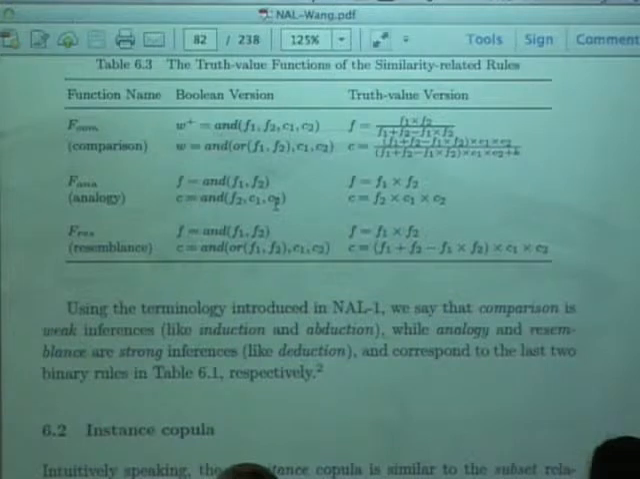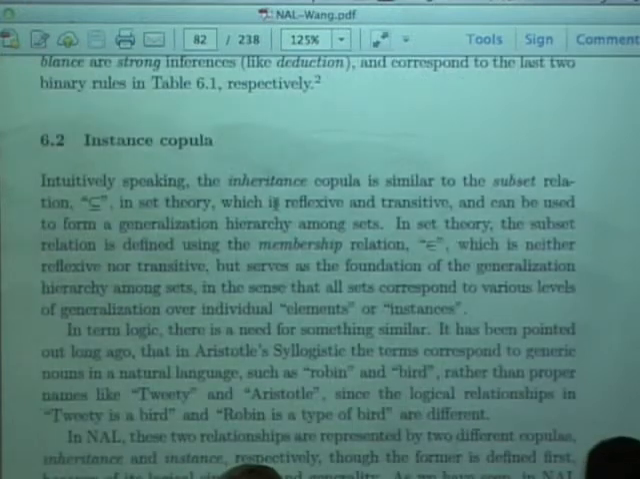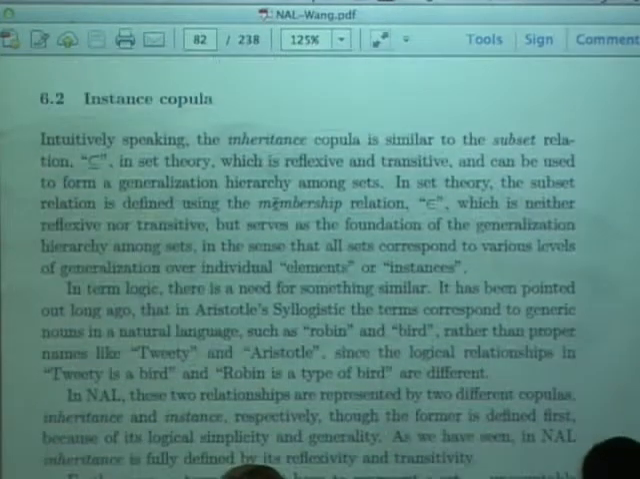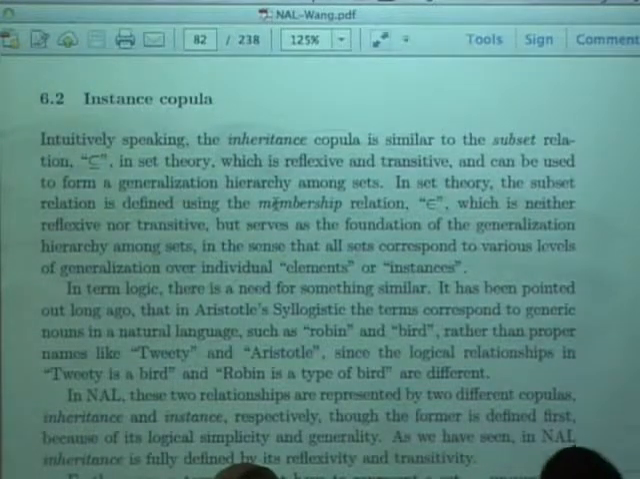So that basically handles similarity. Then we are going to introduce three other copulas, as I said, that are kind of not really real. They're conceptually implemented, but in reality, they will actually be translated into inheritance in the implementation. You don't really see them in the code. Okay.